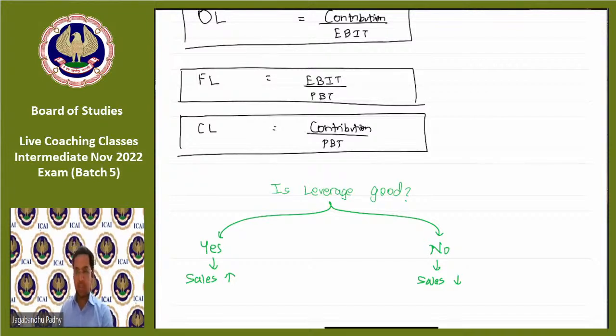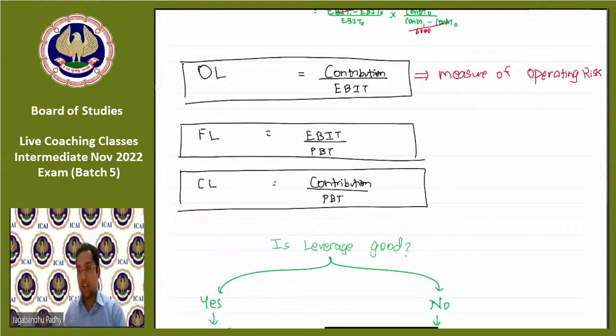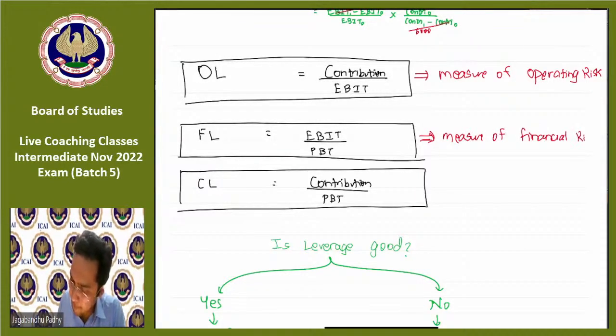Leverage, as we say, is good as well as bad, which means it's a measure of risk. Operating leverage is a measure of the operating risk of the business. Higher the number, higher is the risk. Lower the number, lower is the operating risk. Financial leverage is a measure of financial risk. Financially, how much risk you have undertaken. And this is a measure of the overall risk of the entity.